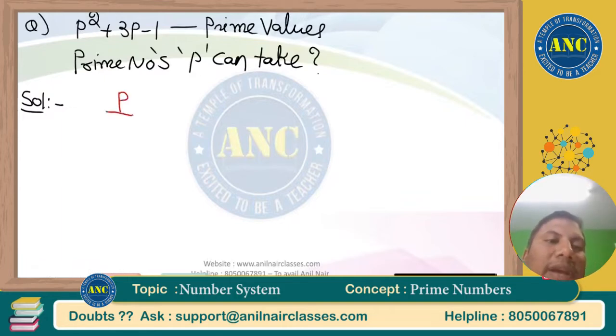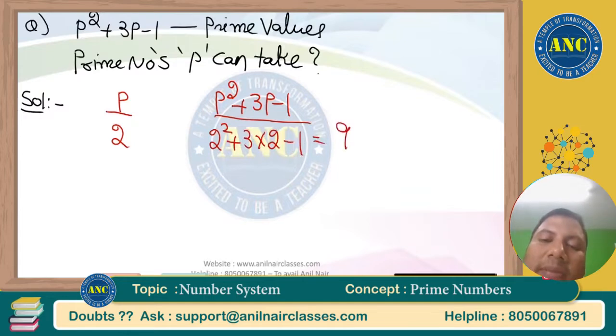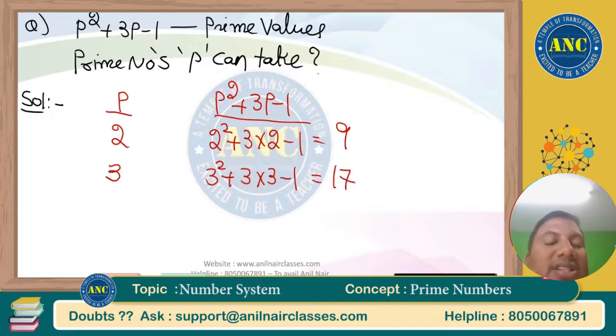First we will write p here and the expression in the question, p square plus 3p minus 1. The lowest prime number is 2. So 2 square plus 3 into 2 minus 1: 4 plus 6, 10, 10 minus 1, 9. 9 is a composite number. Next it is 3. 3 square plus 3 into 3 minus 1: 9 plus 8, it is nothing but 17. 17 is a prime number.